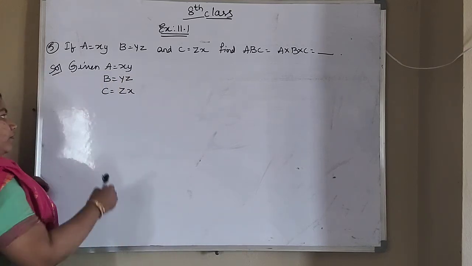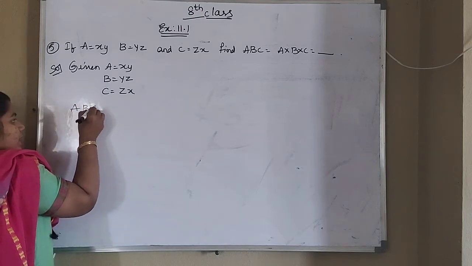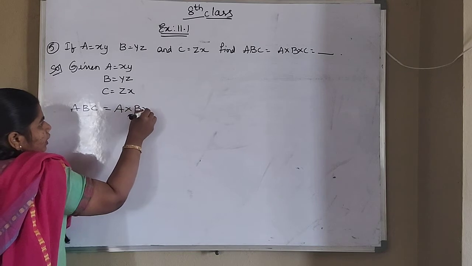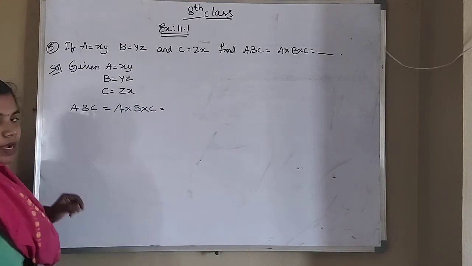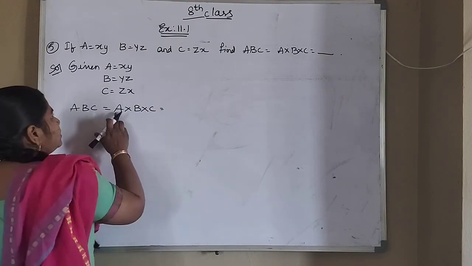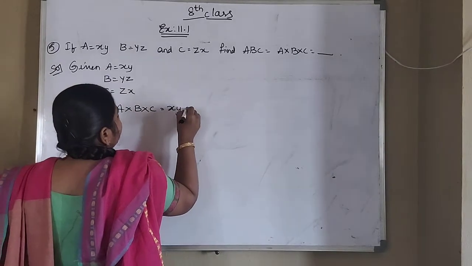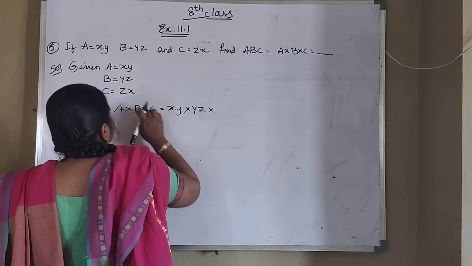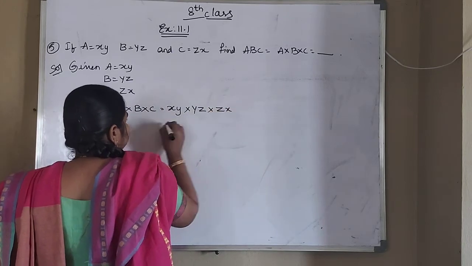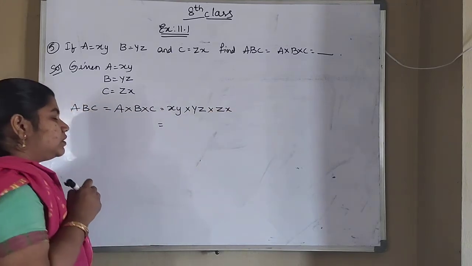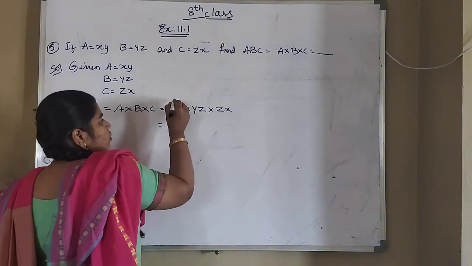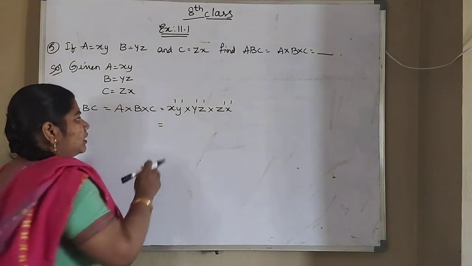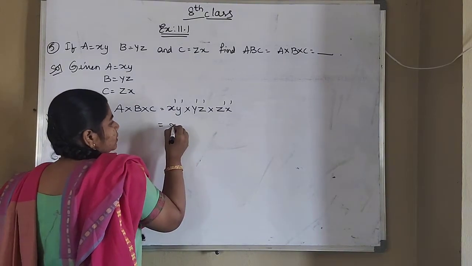What we have to find? We have to find ABC. ABC is nothing but A into B into C. We have to multiply all the three terms. So what is the A value? xy into B value is yz into C value is zx. Now multiply the terms. You are not seeing any power, so 1, 1, 1, 1, 1, 1. So how many x's are there? 1, 2, so x square.